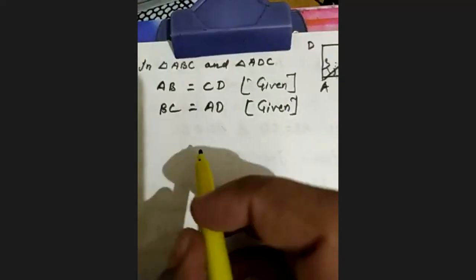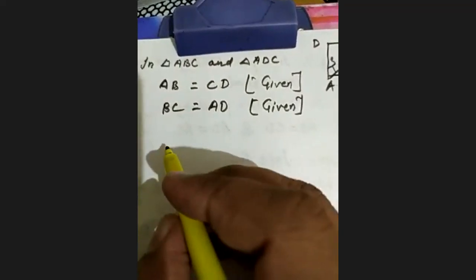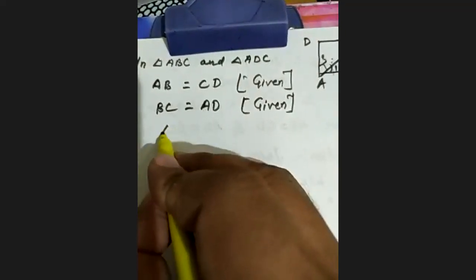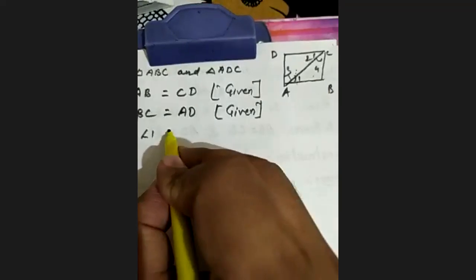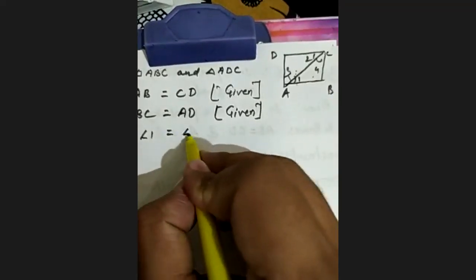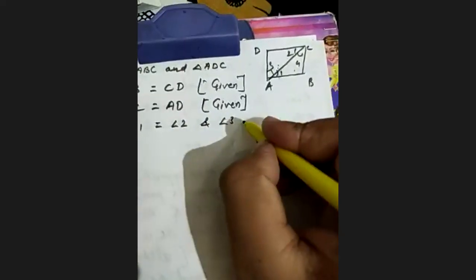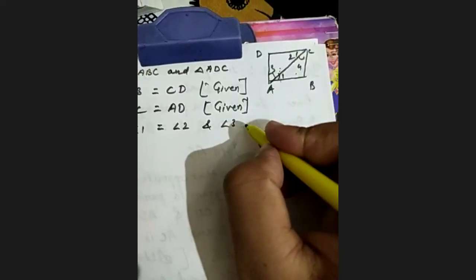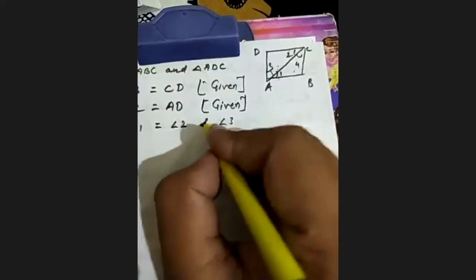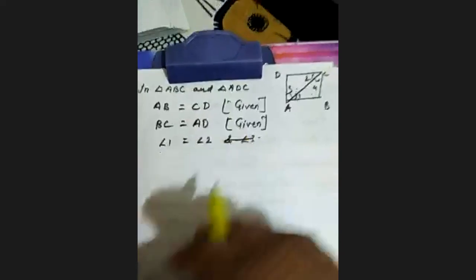Next, here we see angle 1 and angle 2 and angle 3 and angle 4. Now take angle 1 and 2. Angle 1 and 2 are equal. How?